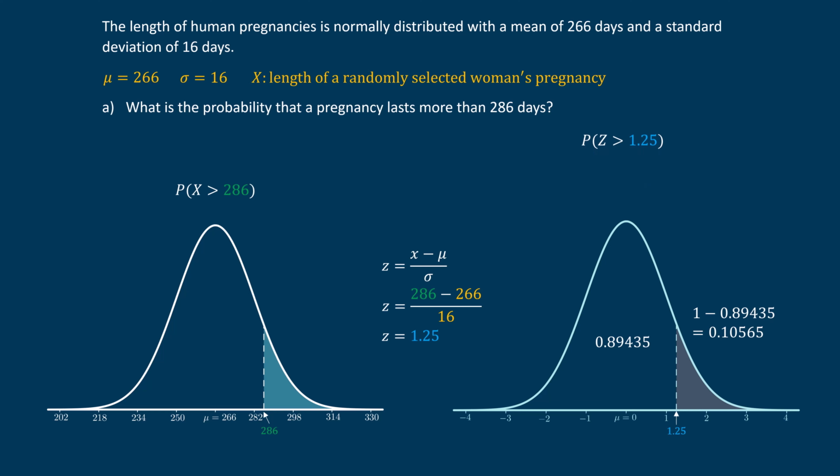Applying the rule of complements to the probability that z is greater than 1.25, we get 1 minus the probability that z is less than or equal to 1.25, which we found to be 0.89435 just a moment ago. So we subtract this probability from 1 and we get the same answer as before. So the probability that a pregnancy lasts more than 286 days is 0.106 rounded to 3 decimal places.